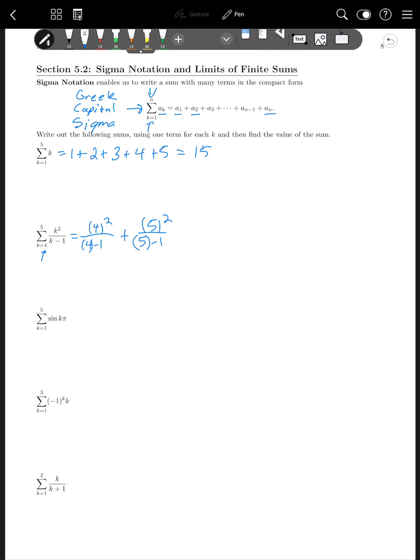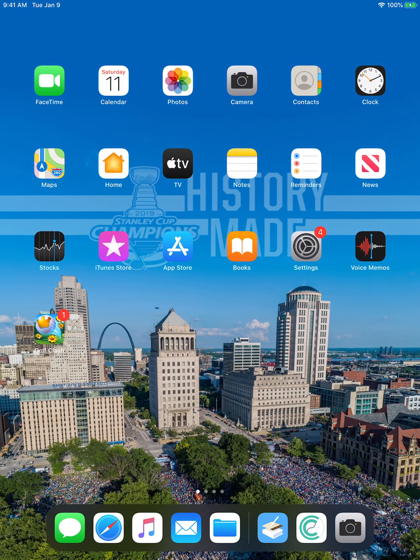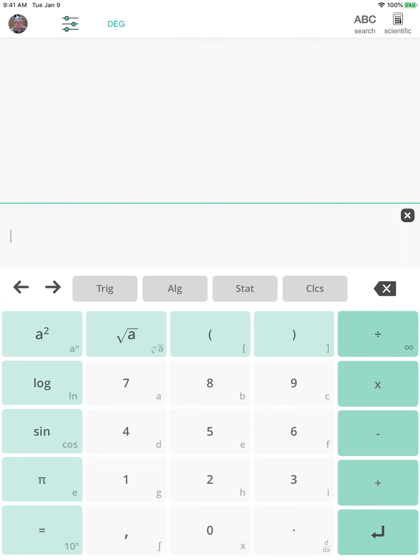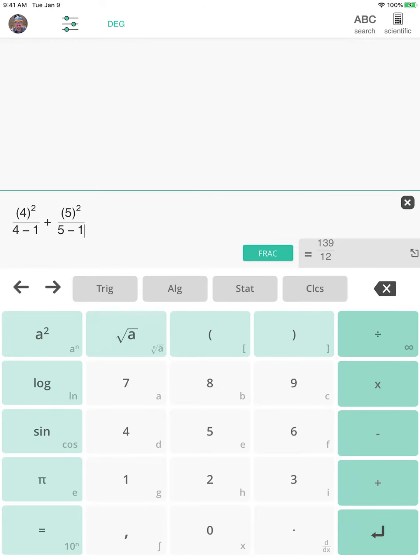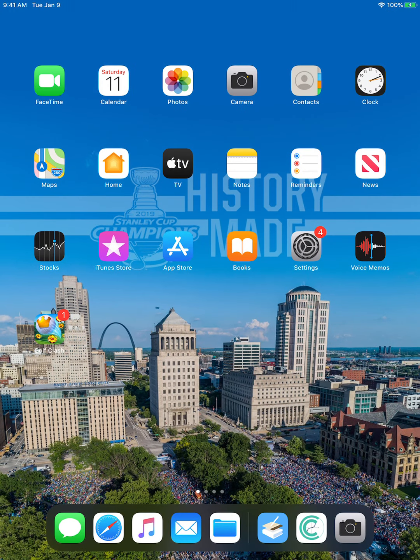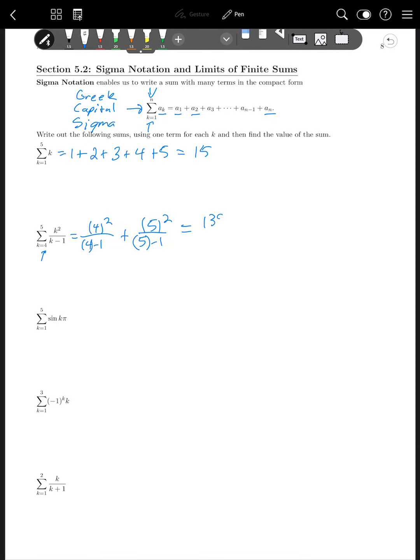You can either use the calculator or do this by hand, but you need to simplify that. One simple way is to plug into the calculator 4 squared divided by 4 minus 1 plus 5 squared divided by 5 minus 1. In fraction form, we get 139 over 12, and that would be the answer there.